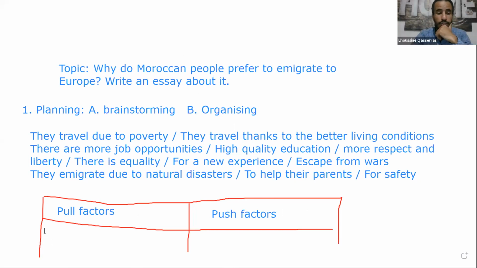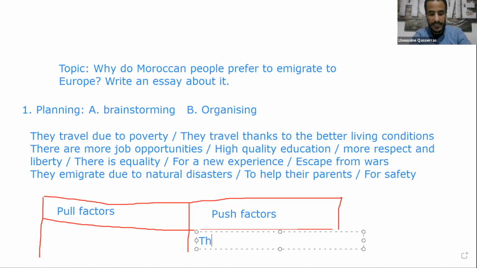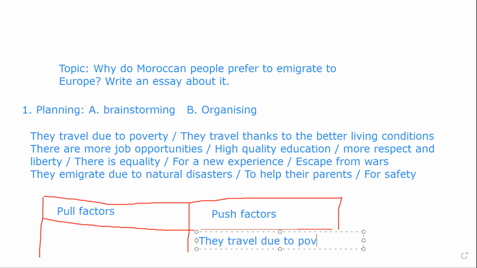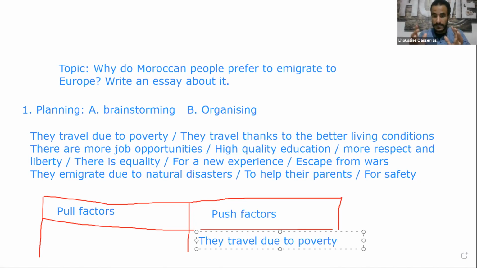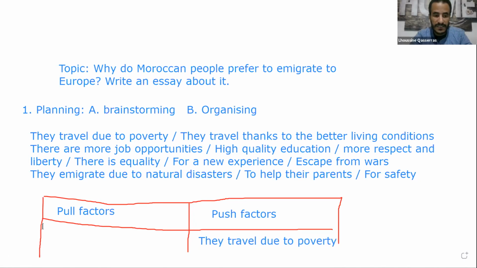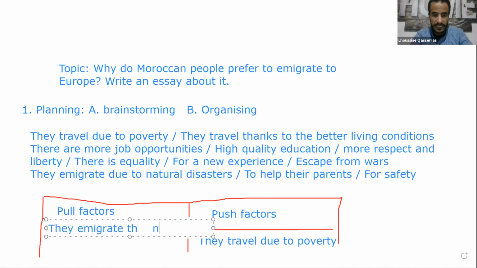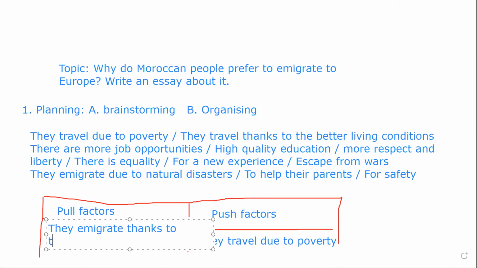Good. Now, I want you to organize. They travel due to poverty. What do you think? Is it push or pull? Push factor. So students, they write here: poverty. They travel due to poverty. They have to organize. Good. Now, they travel thanks to better living conditions. Pull factors. Yeah, they immigrate thanks to what? To better living conditions. Okay.